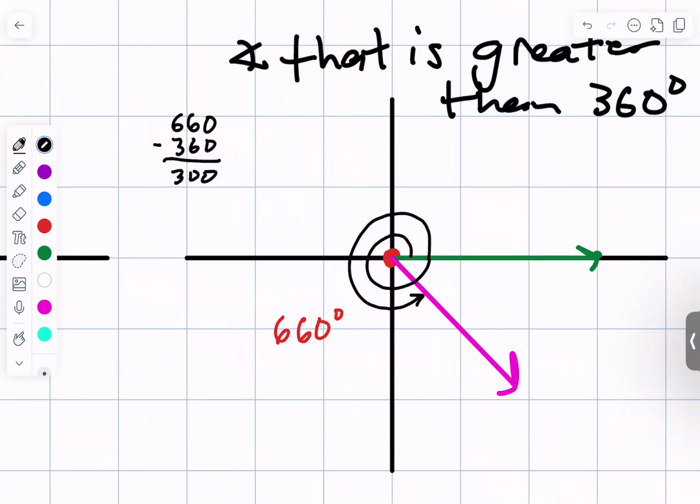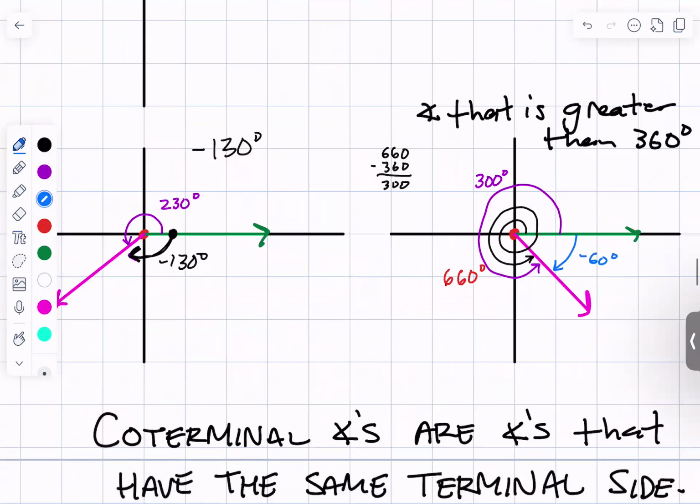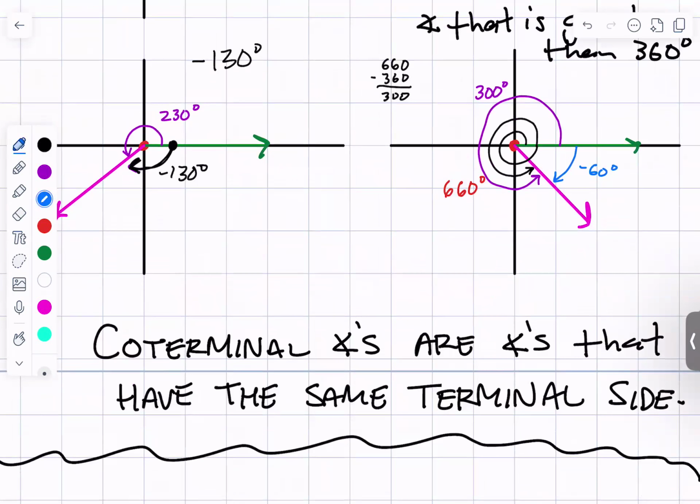Okay. So a positive coterminal angle to 660 would be this angle here. And we already got that as 300 degrees, right? A negative coterminal angle would be this. What is that equal to in blue? 60, negative 60 degrees. Okay? So they are called coterminal angles because they share that terminal side. All right? And there's a definition right there. Okay? That makes sense? All right.